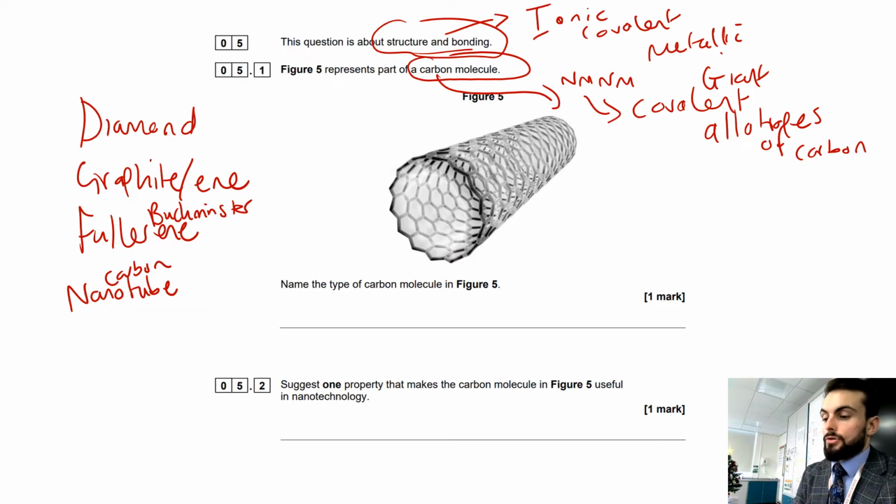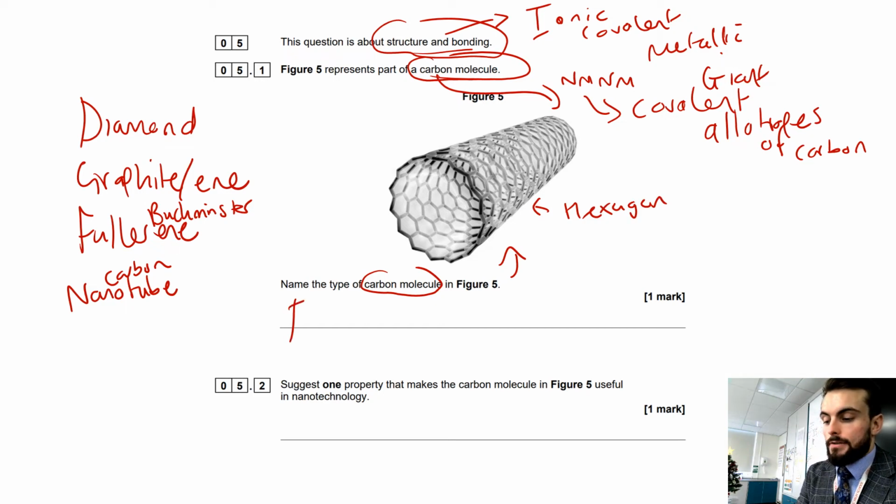So that's just off the first bit of the question. Immediately I'm thinking that. Name the type of carbon molecule in figure 5. So what kind is that? There are 2 answers you could put for this. Because it's got hexagon rings, this is the one where we talked about the repeating pattern of hexagon rings, called a fullerene. But if you want to be a bit more specific, you still get the mark. Which one is that? It's obvious. It's the tube, isn't it? So it's the carbon nanotube.